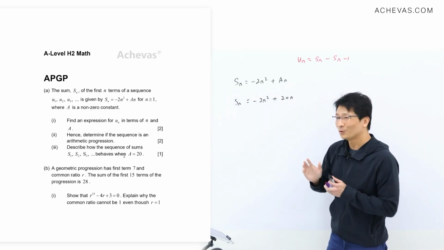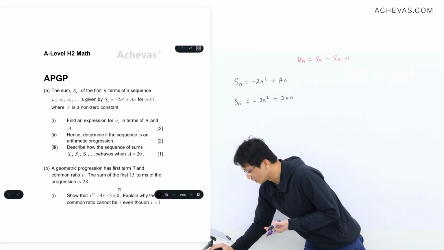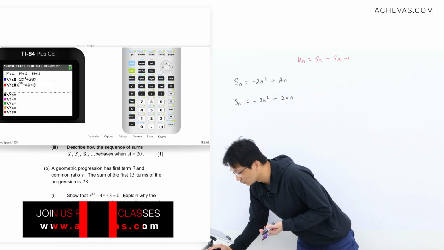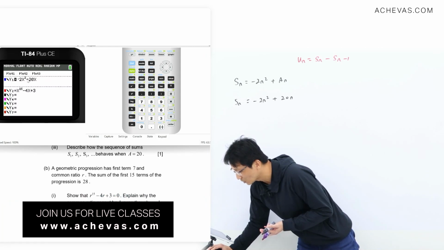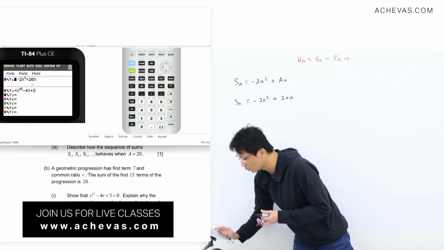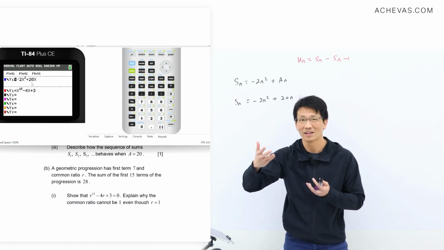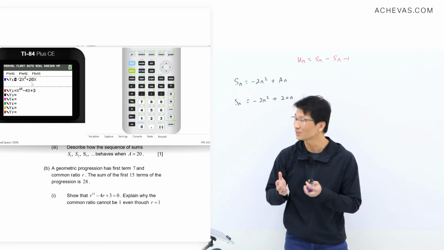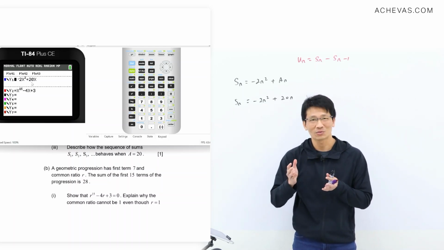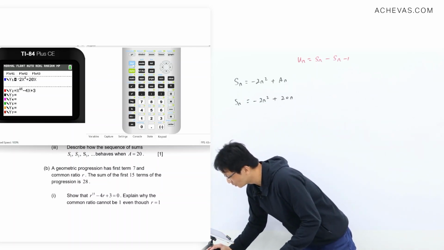I think what we can do is make use of a GC to see how the sequence will behave. For this, I've keyed in the equation already: minus 2x squared plus 20x. I replaced all the n with x here. I will be using the table to generate the values for different values of n. I don't really need to use the graph because I know that n is an integer. When we are looking at integers, it will be clearer if we make use of the table. So from here, I'll go to second graph.